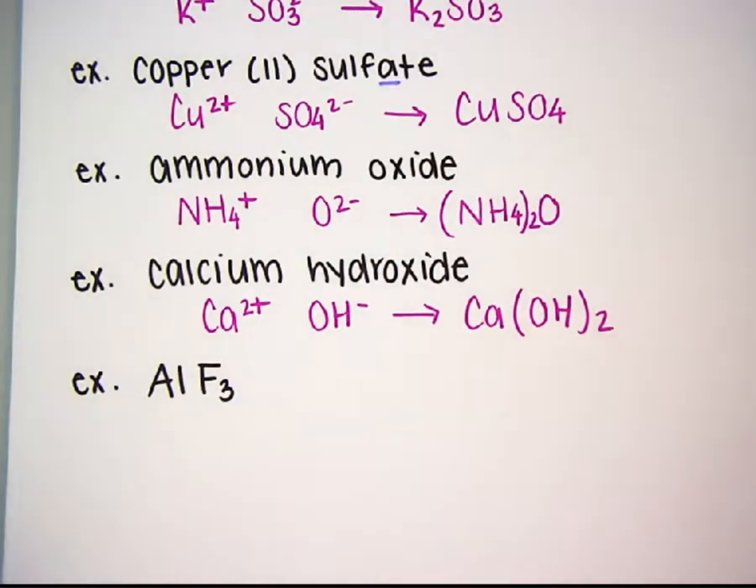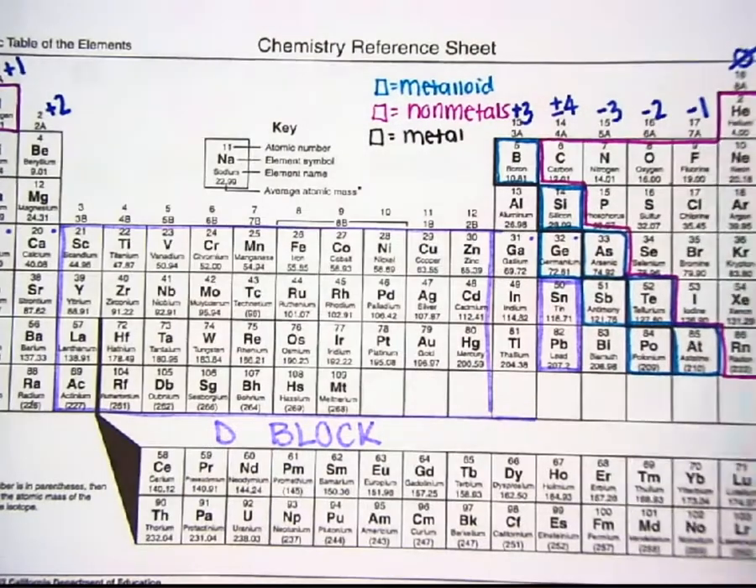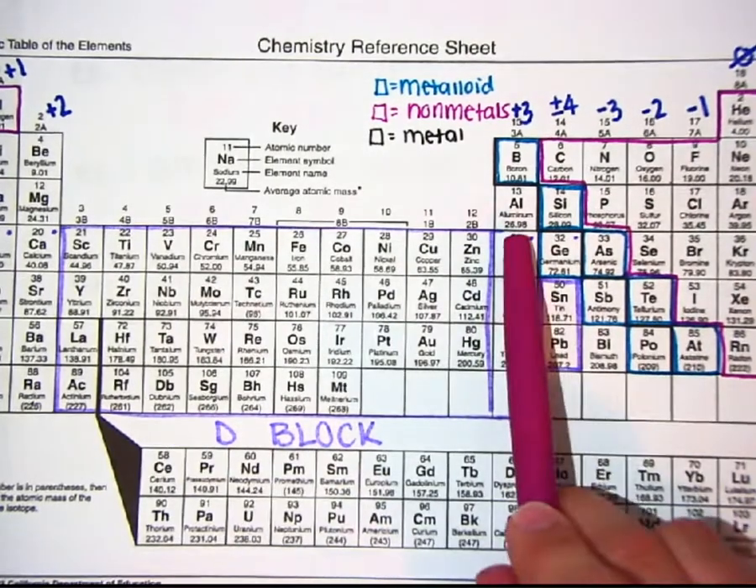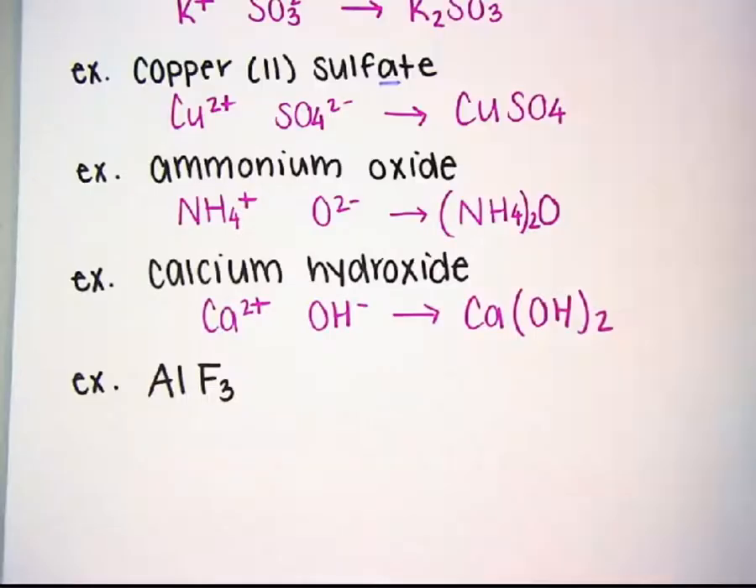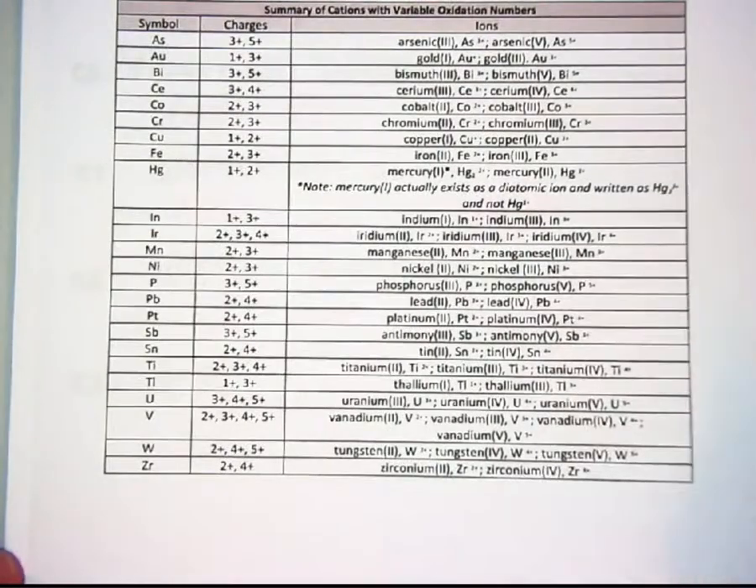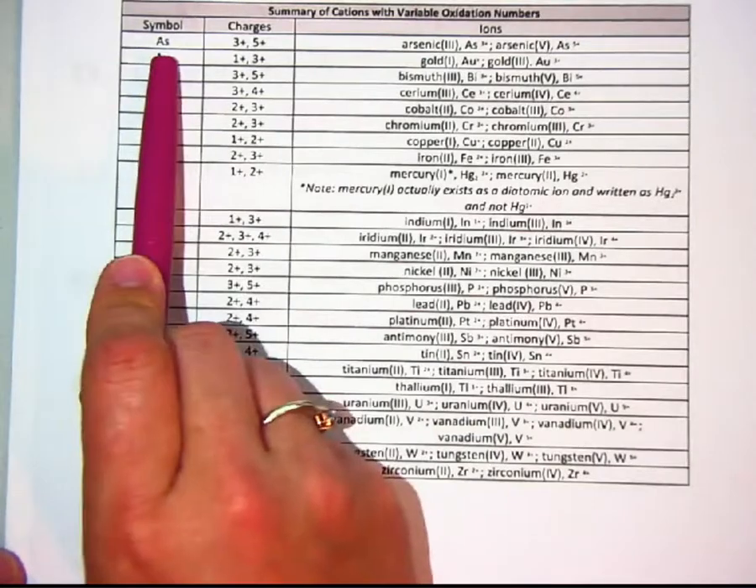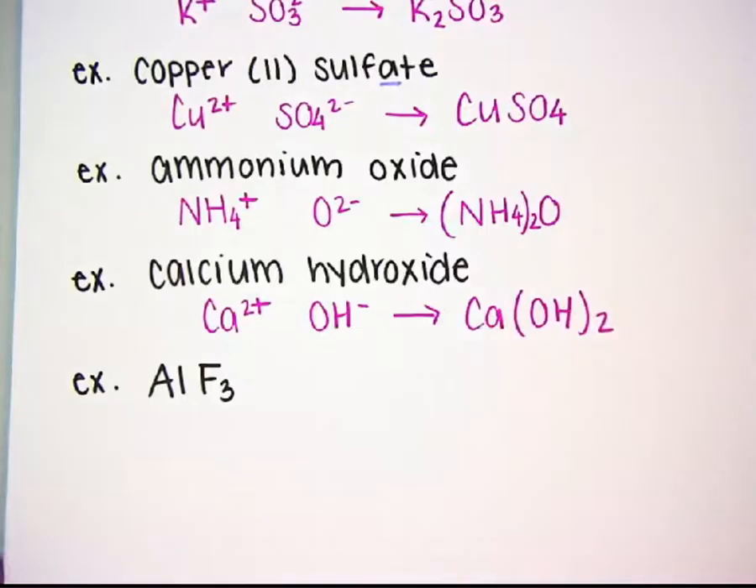AlF3. So this is binary, 2 elements. We need to think, does aluminum need a Roman numeral? Well, it's not in the D block. Only elements in the D block need a Roman numeral. The other way you can check is to see if it is on this list. It's in alphabetical order. Aluminum is not on my list, so no Roman numeral.